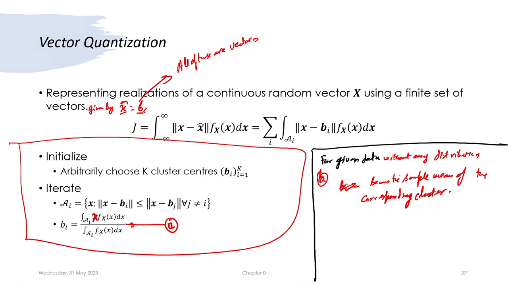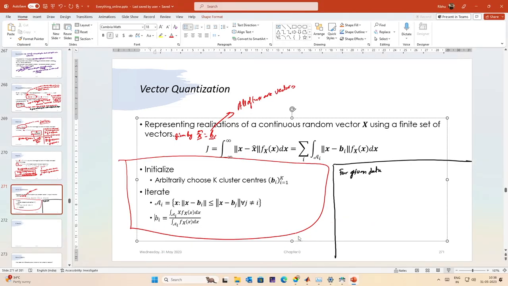So we start by choosing k arbitrary cluster centers, and then we iterate by first updating the decision regions closest to those cluster centers, and then choosing the cluster centers as the sample means of those clusters. So this is called the k-means algorithm. We call it the k-means or the c-means algorithm, which is a quite popular machine learning algorithm. And we will try to implement this in MATLAB.